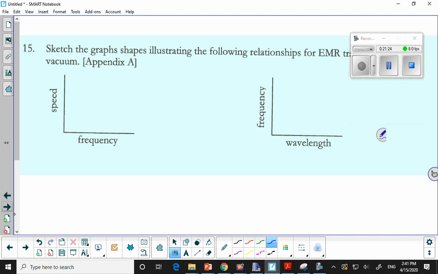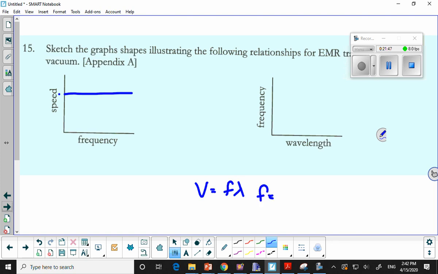So for the last question here, number 15, quick sketches of graphs. Speed versus the frequency. What do we know about the speed of light? It's a constant. What's that value going to be? 3.00 times 10 to the 8. As we've seen over and over again, that is a constant.